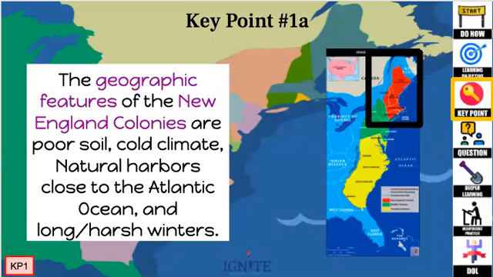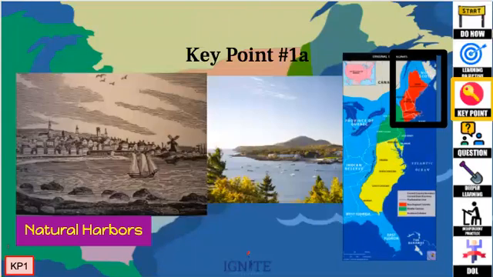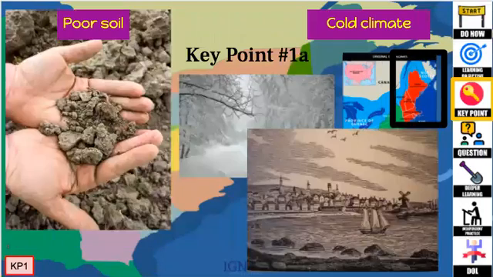Key point 1A. The geographic features of the New England colonies are poor soil, cold climate, natural harbors close to the Atlantic Ocean, and long, harsh winters. So in the New England colonies, we know that they border the Atlantic Ocean. There are many spots that serve as natural harbors for the New England colonies that touch the Atlantic Ocean.